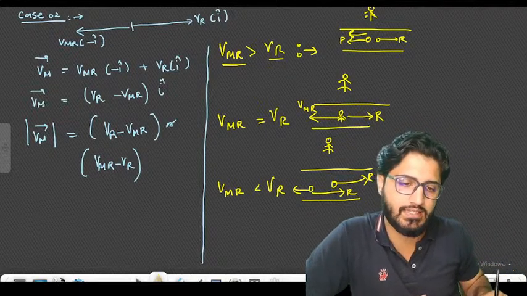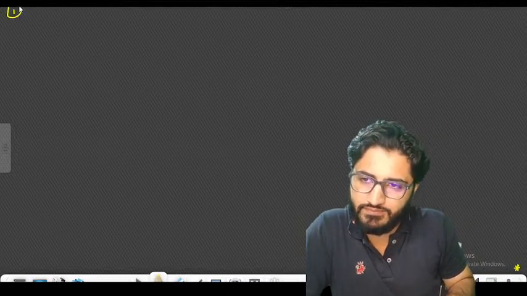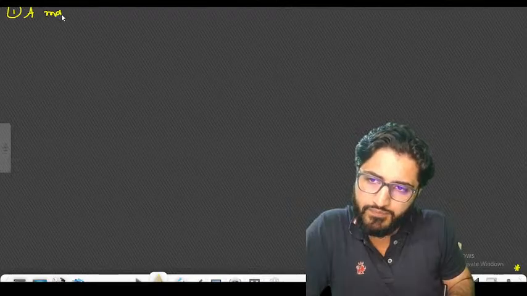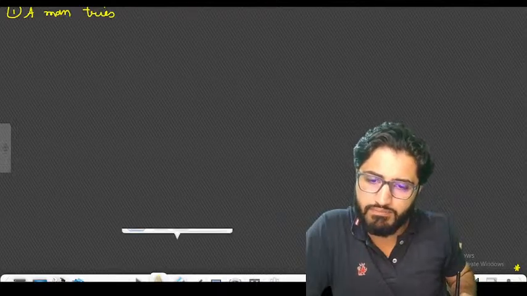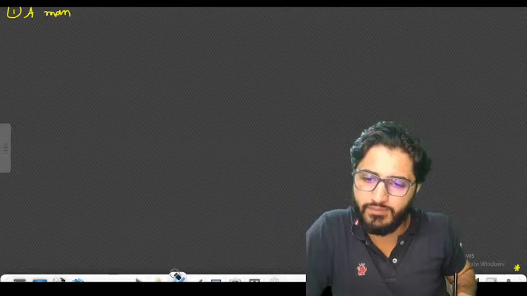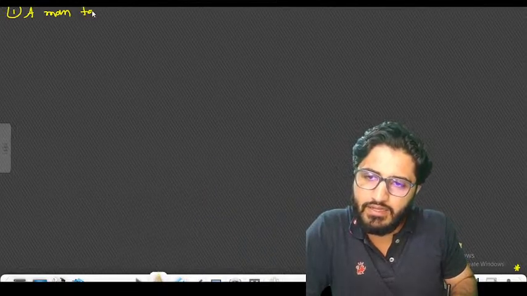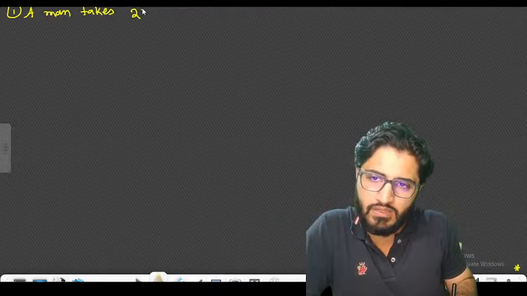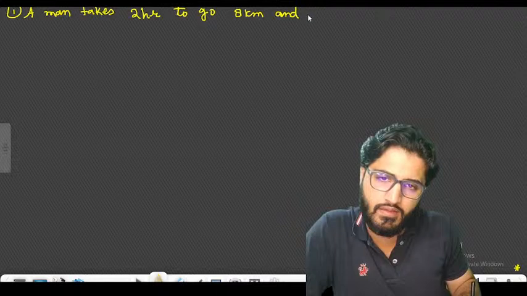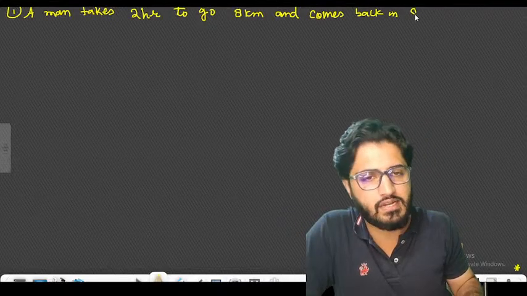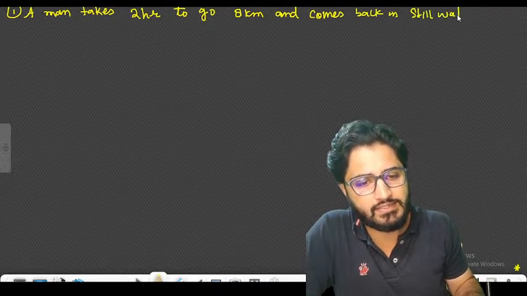Okay, let us discuss some numericals. Numerical first. A man takes 2 hours to go 8 kilometer and come back in still water.